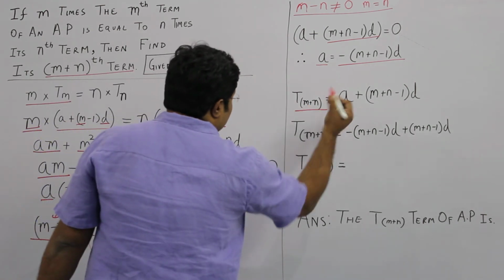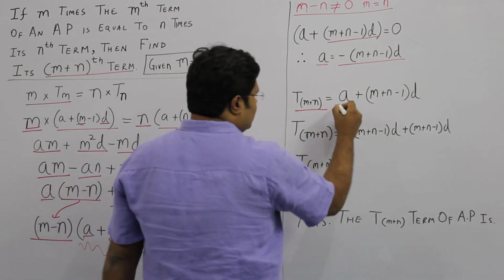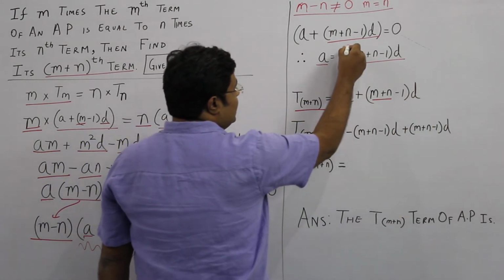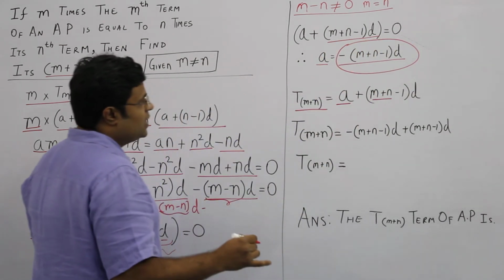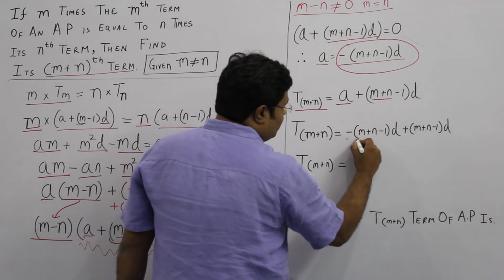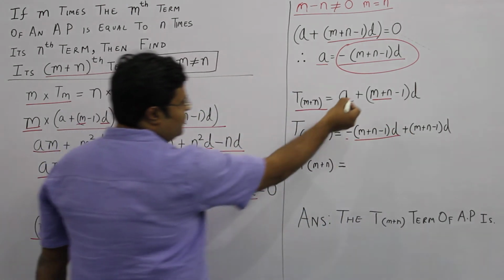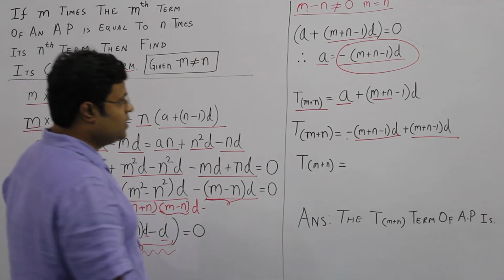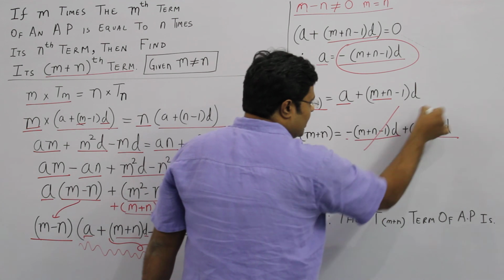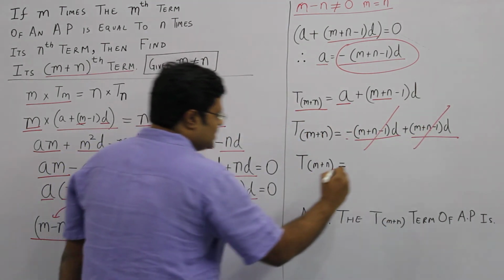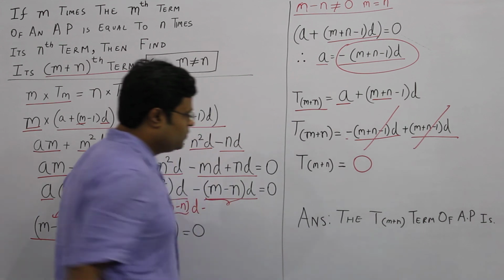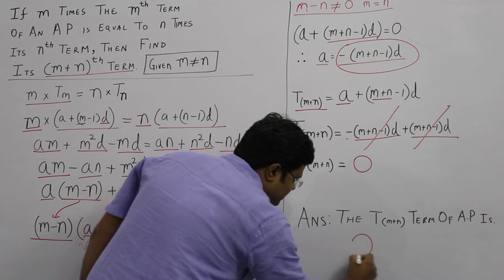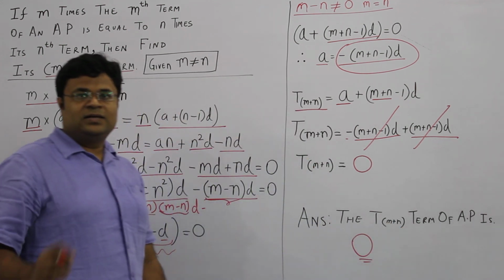Now, what is T(m plus n)? T(m plus n) according to the formula is a plus (m plus n minus 1)d. Now what is a? A is this whole thing, that is minus of (m plus n minus 1)d, and what we have here, plus of (m plus n minus 1)d. Now what do you think will happen? This whole thing and this whole thing will cancel. Once it cancels, T(m plus n) is 0. So the answer: the (m plus n)th term of the AP is 0. Alright, that's it.